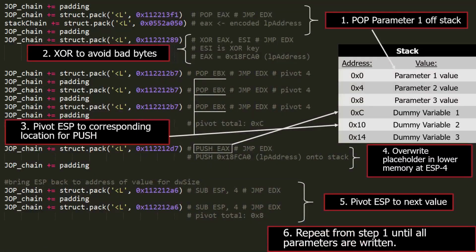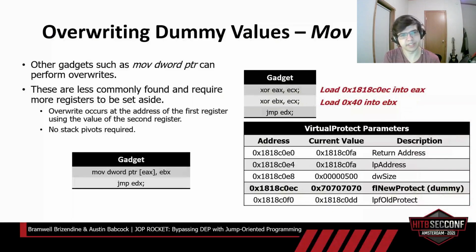So for an example of that, we have a pop EAX here, popping the first encoded parameter off the stack. We're going to avoid bad bytes by using an XOR, and that's why it was encoded in the first place. We will pivot ESP using 3 pop EBX gadgets, and then we overwrite our placeholder in memory. Afterwards, we're going to pivot ESP backwards, and then we can keep on repeating from step 1, just doing that same process over and over using the exact same gadgets. We don't have to search for any different stack pivot gadgets or anything, because we've set up our stack in this way here.